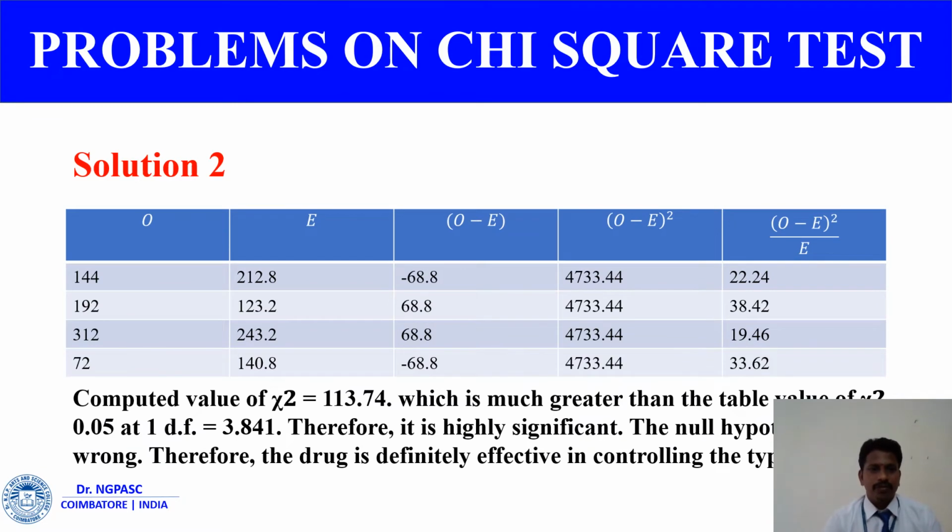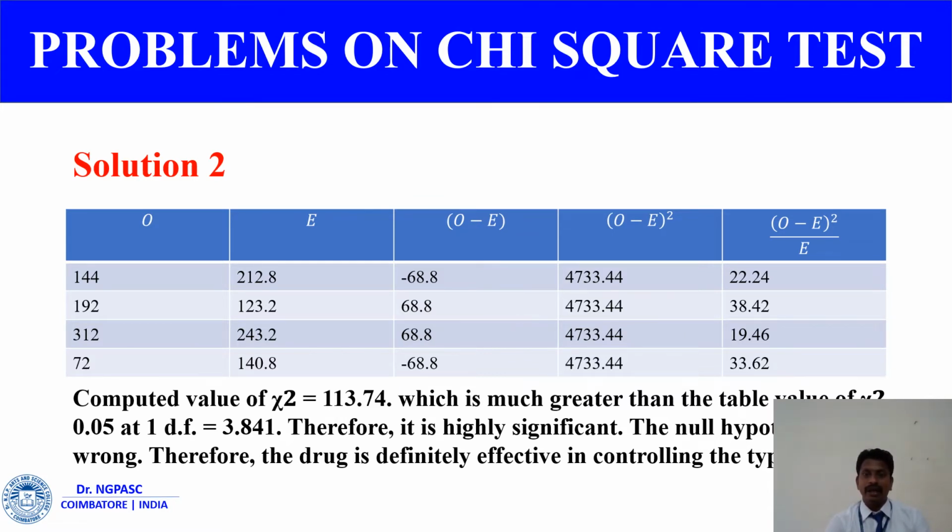The given observed frequencies are 144, 192, 312, 72. The expected frequency of 144 equals 212.8, the expected frequency of 192 equals 123.2, 243.2, 140.8. Next, to calculate observed frequency minus expected frequency.